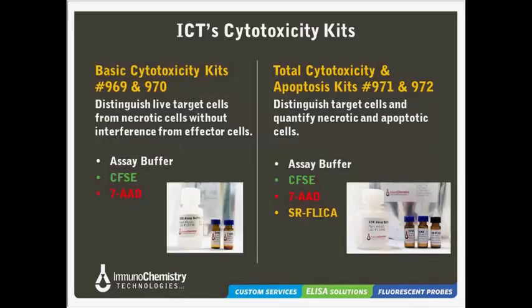ICT's basic kit distinguishes live target cells from necrotic target cells without interference from effector cells. It measures necrotic and membrane-compromised cells in a mixed population sample of effector and target cells when grown together. It contains an assay buffer, CFSE, which is a green membrane stain, and 7-AAD, which is a red live/dead stain. The total cytotoxicity and apoptosis kit includes all the components of the basic kit, plus our SR reagent to label apoptotic cells, kind of an orangey red, leading to a more accurate assessment of cytolytic activity.